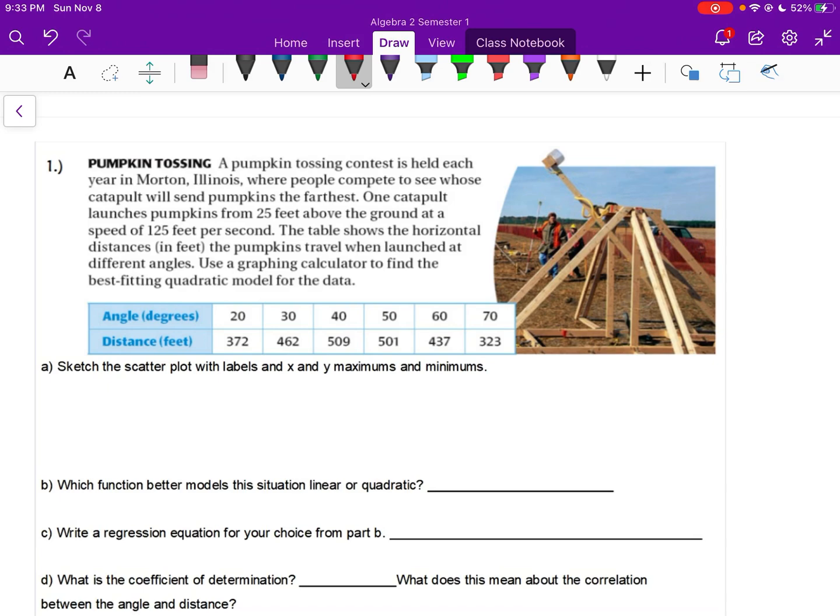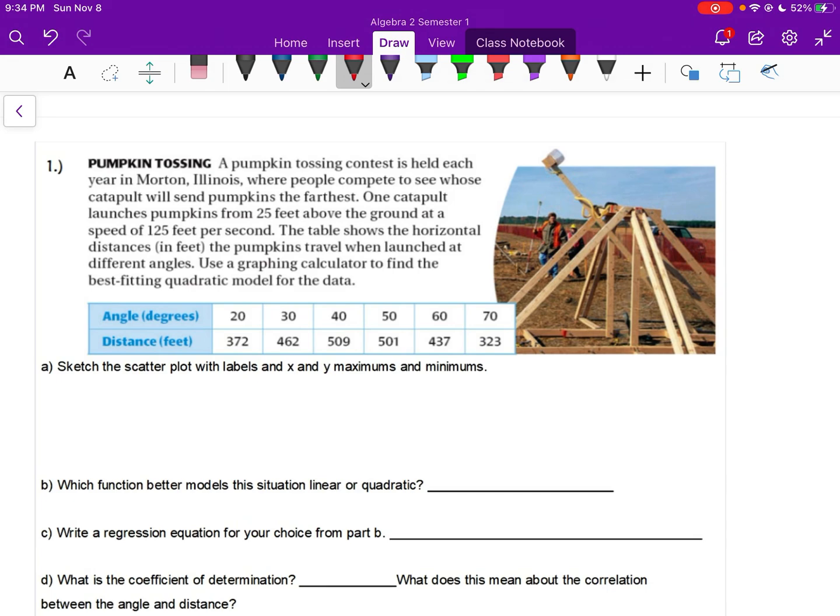One catapult launches pumpkins from 25 feet above the ground at a speed of 125 feet per second. The table shows the horizontal distance in feet the pumpkins travel when launched at different angles. Use a graphing calculator to find the best fitting quadratic model for the data. So this data, they're sending these pumpkins off at different angles. At 20 degrees, the pumpkin went 372, 30 degrees, 462, 40, 509, and so on.